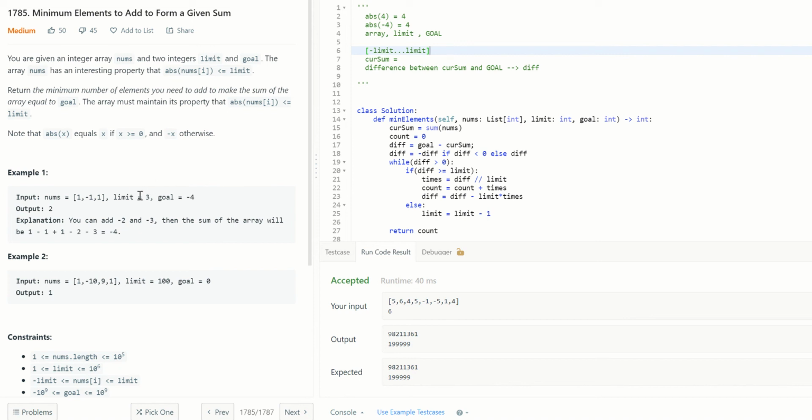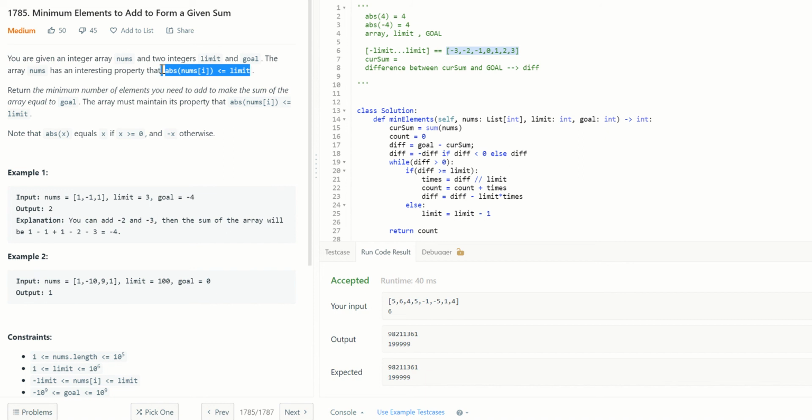So for example one, if we translate this, the numbers that we can select are minus 3, minus 2, minus 1, 0, 1, 2, 3. Any of these elements you can add to make the goal minus 4, so you pick the elements from this range, as we said, minus limit to plus limit. That means the absolute of that number will still be less than or equal to limit.